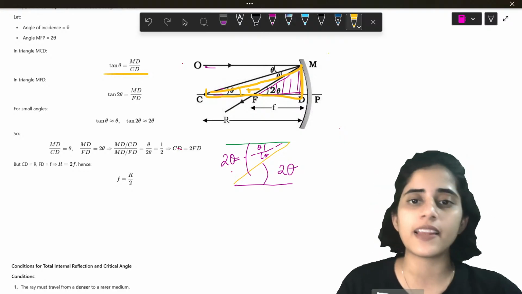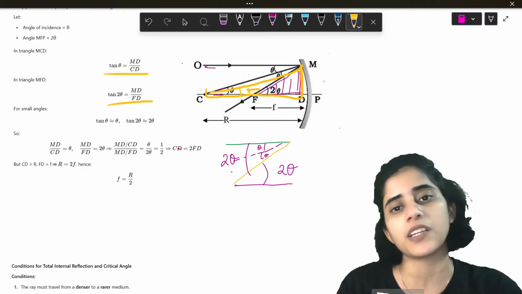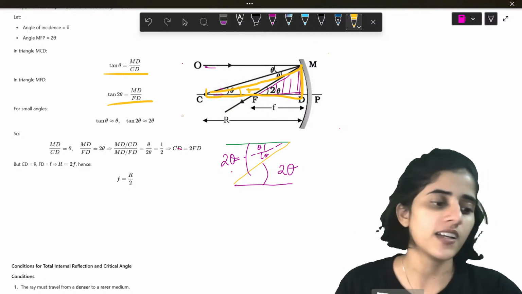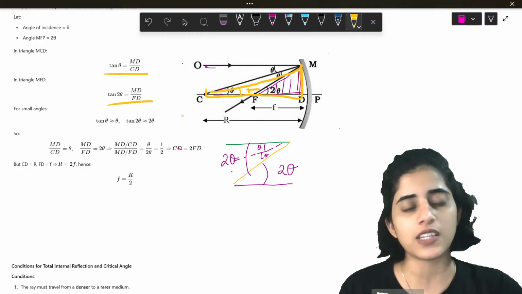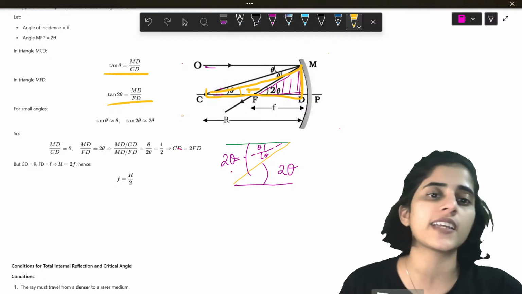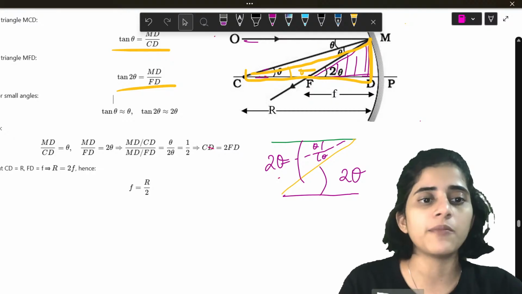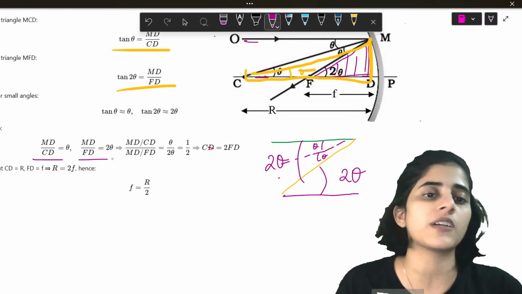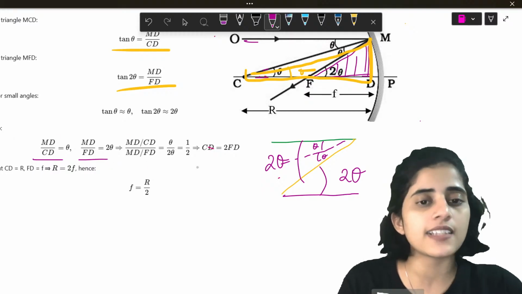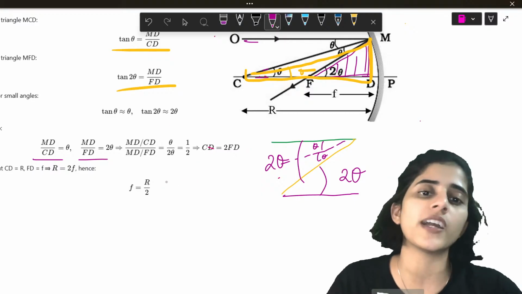Now you take the violet triangle that I drew first. There tan 2 theta is MD by FD, opposite by adjacent. Now you take the angles to be very small. So tan theta you approximately take to theta, tan 2 theta approximately 2 theta. So what does it become? MD by CD will be theta, MD by FD will be 2 theta, and then you take the ratio of the two. MD cancels, theta by 2 theta will be 1 by 2, CD will be 2 FD.